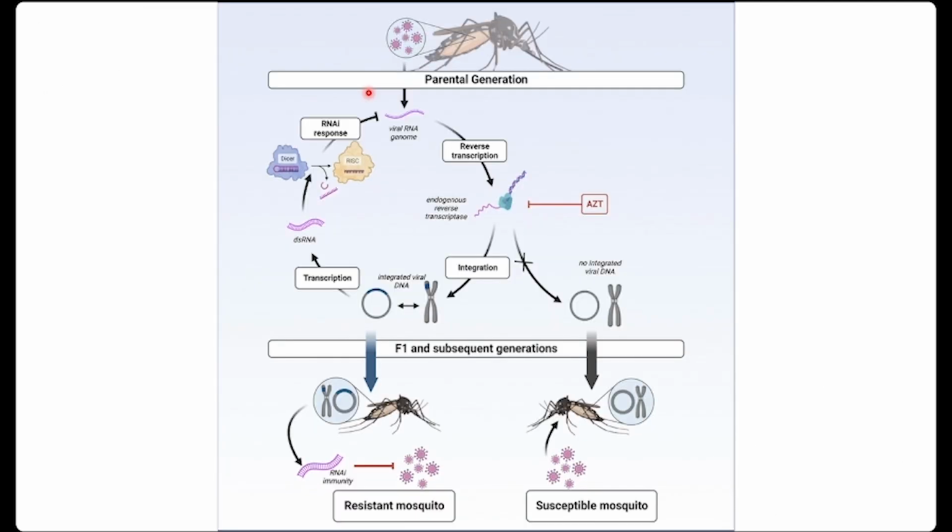So when we get into this major whole system, the parental generation gets infected with SFE. The viral RNA genome is showing up. And in order to defend itself from the viral RNA, the mosquito will reverse transcribe it and integrate it via a transposon into its DNA. And then it will transcribe that via the piRNA system or via just RNAi in general in order to block this virus from continuing to infect.